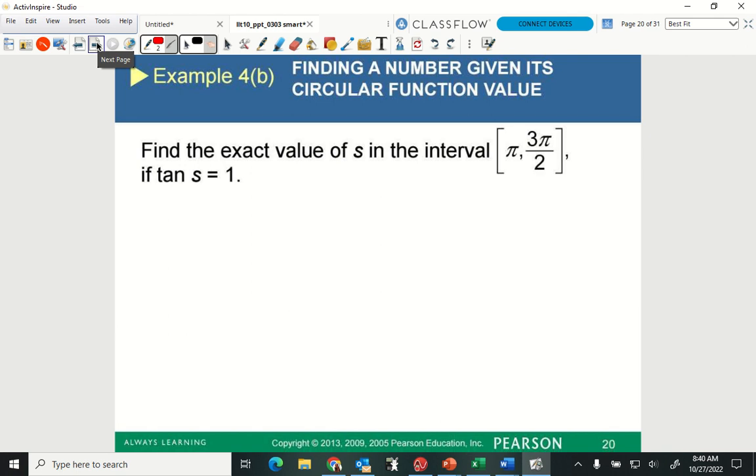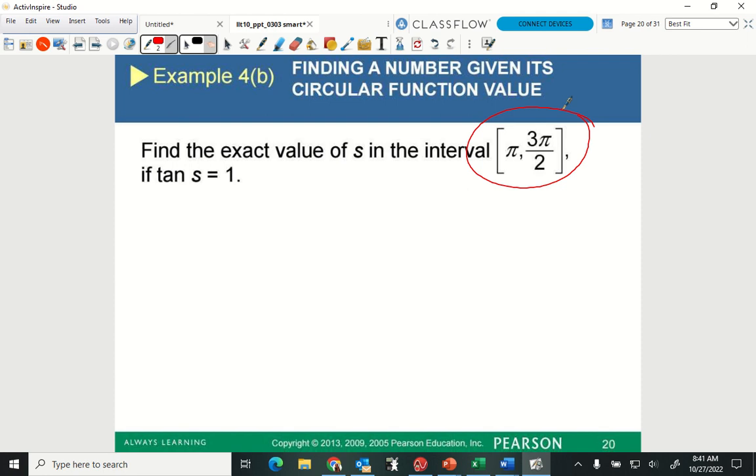Find the exact value of S in the interval of pi to 3 pi over 2. What quadrant am I looking at if I start at pi and go all the way to 3 pi over 2? What quadrant? Quadrant 3. Very good. That is quadrant 3, so it's going to be quadrant 3. That's important.